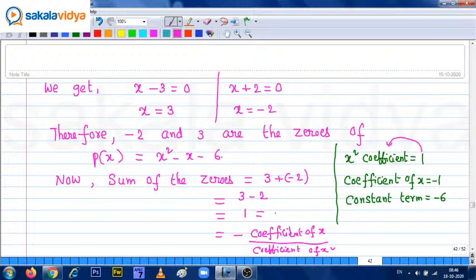Let me write this one clearly. This we can write as minus of minus 1 upon 1. It makes no difference. This minus 1 is the coefficient of x, but minus is there. So minus coefficient of x upon 1, which is the coefficient of x square. That relation has been established.